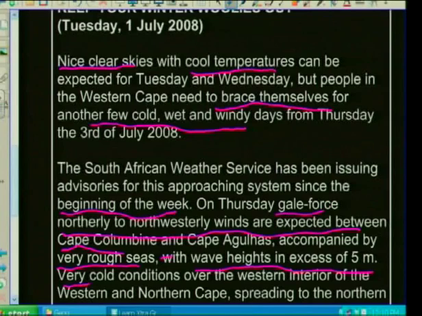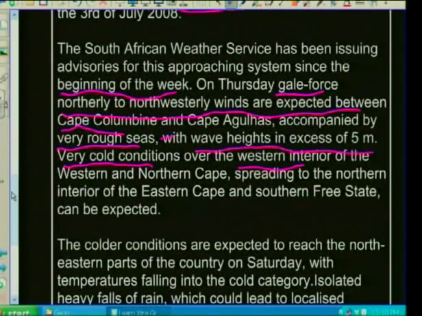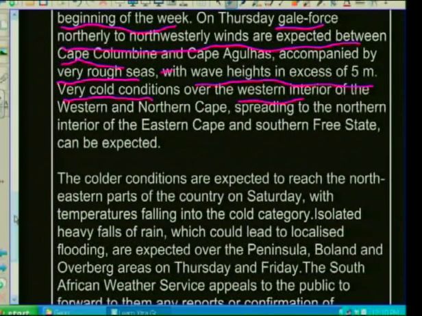So the cold front and the air is coming from the coastal region, from the oceans, and the winds are increasing, therefore it's creating more waves. Very cold conditions over the western interior and northern Cape, spreading in the interior of Eastern Cape, and a sudden free state can be expected. So we know the cold front is moving over the land.